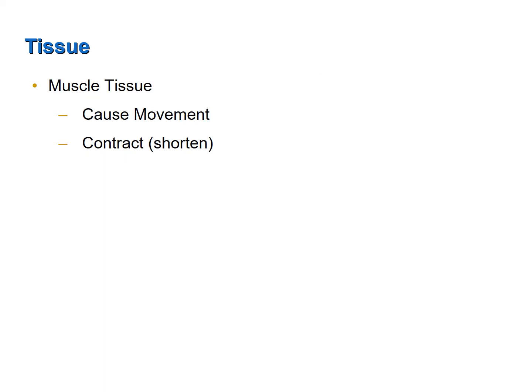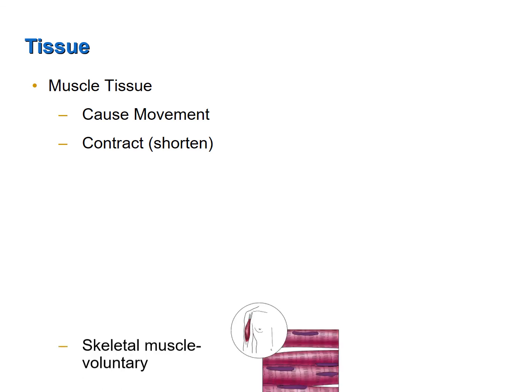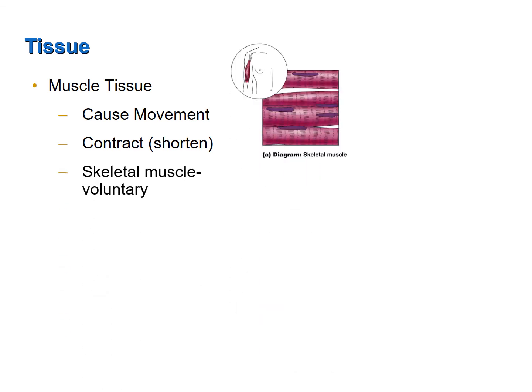The third primary tissue type is muscle tissue. All muscle tissue is involved in causing movement, either movement of a structure or movement of a substance. Muscle tissue accomplishes movement by contracting or shortening. There are three types of muscle tissue. They include skeletal muscle tissue.